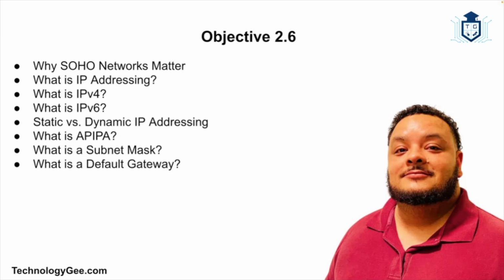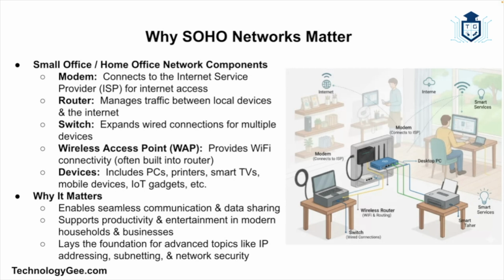So I'm going to walk you through the key components of setting up a basic wired and wireless SOHO network with a special focus on internet protocol, or IP addressing. And don't worry, I'm going to keep things practical and beginner friendly. By the end, you'll not only understand terms like IP version 4, DHCP, and APIPA, but you'll also know how to put them into action. So let's go.